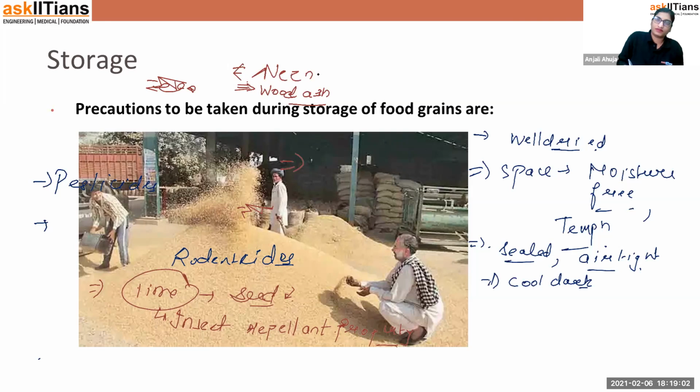Neem. Guys, I'll just press escape, and then I'll make the presentation again. The writing is very bad. Stop the screen share now.